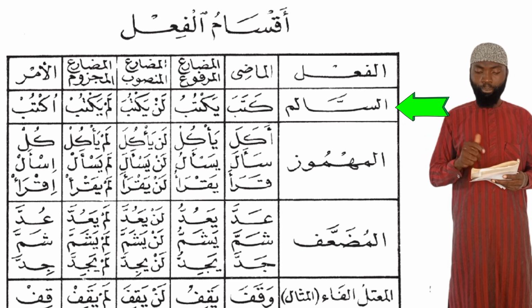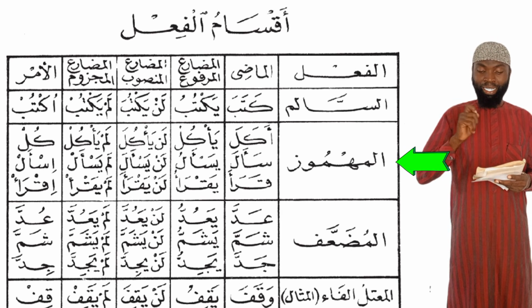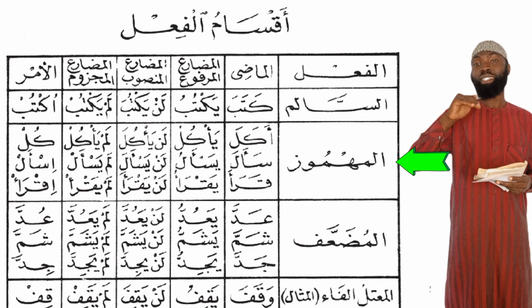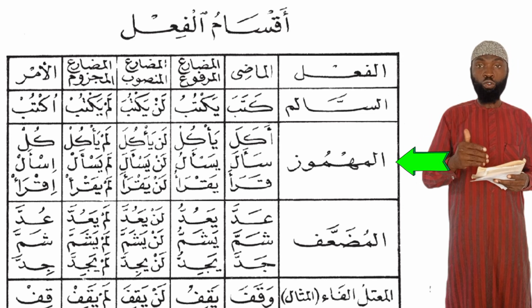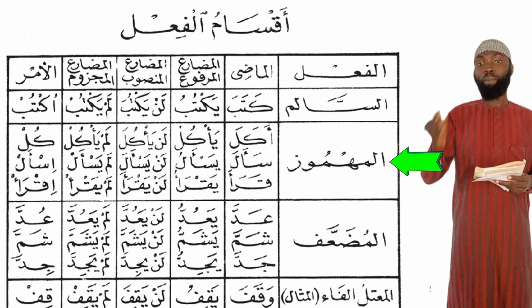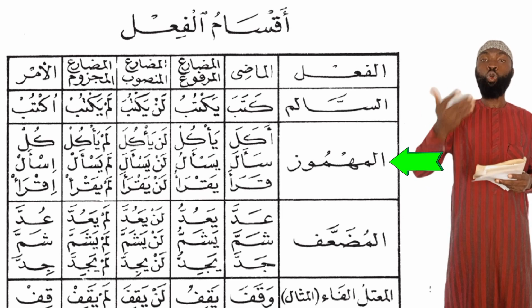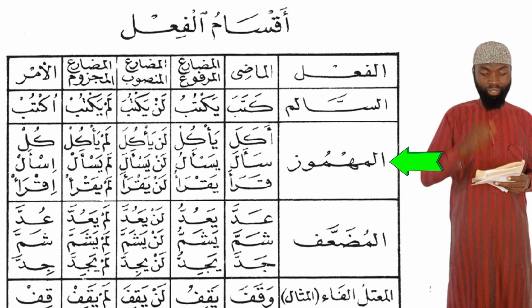Right. As for the al-mahmuz verb which has the hamza, the first category is the one which has hamza at the beginning of it. You can see the word akala. In the present tense marfu, it will be yakulu. When it is preceded by a subjunctive particle, it becomes lan yakula. Then we have lam yakul, and the command tense will be kul.